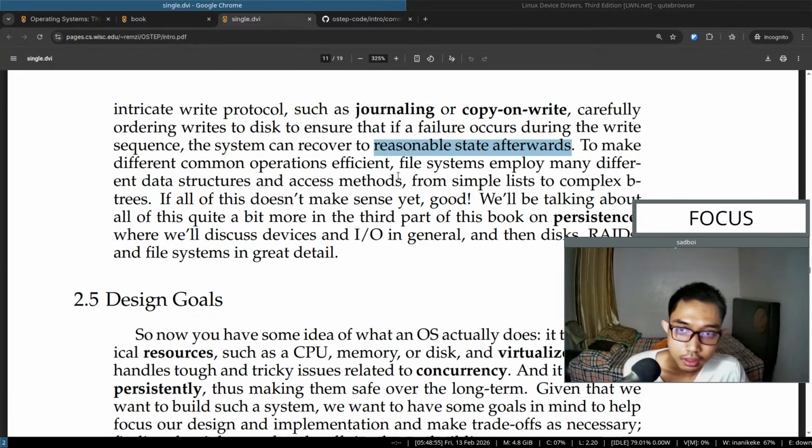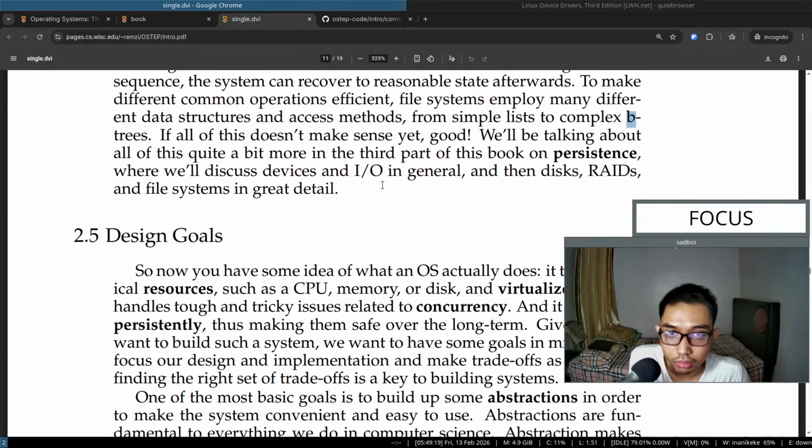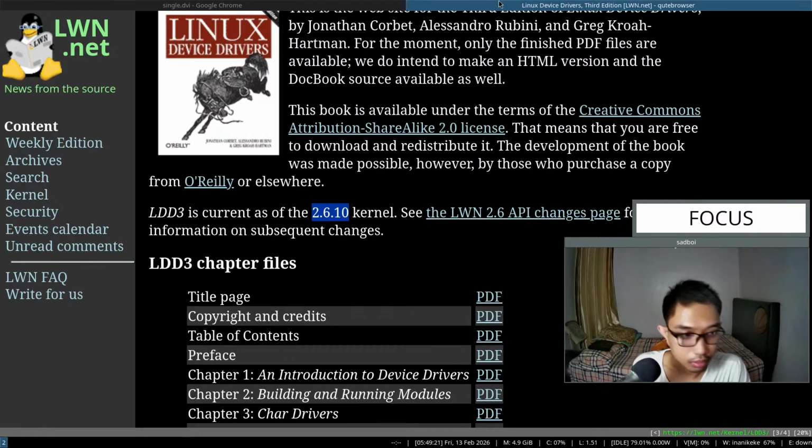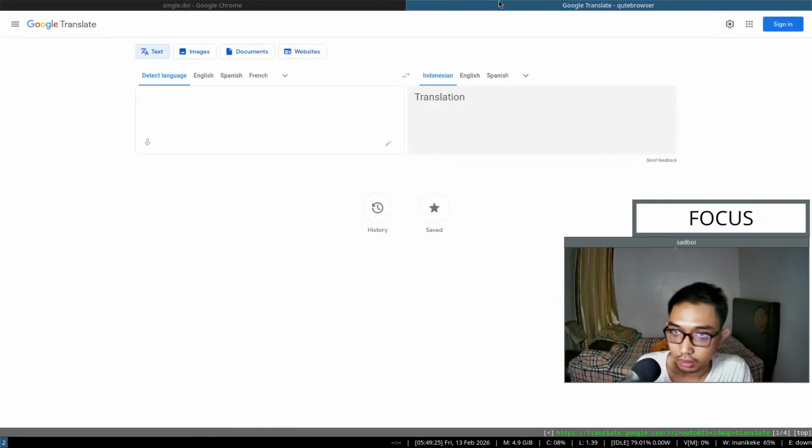To make different common operations efficient, file systems employ many different data structures and access methods, from simple lists to complex B-trees. Okay. I am still not sure what B-trees are. Right, okay.